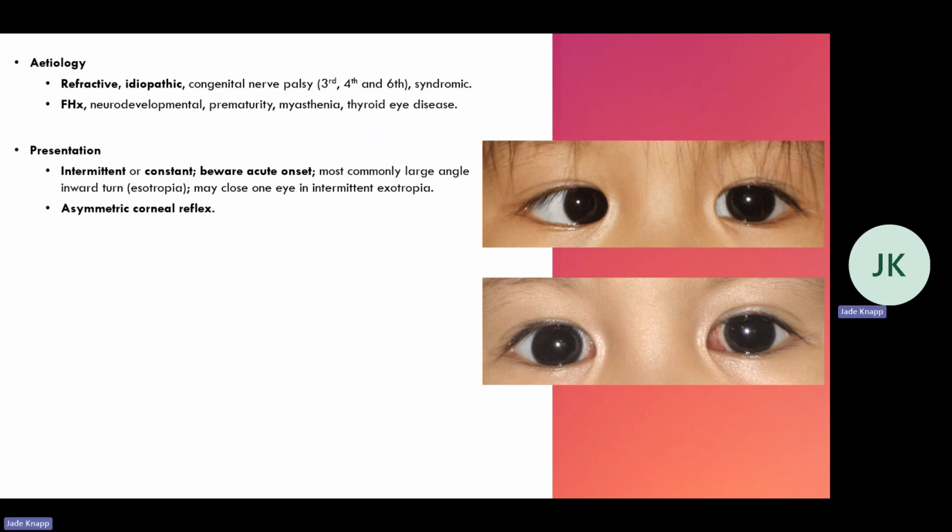The constant congenital esotropia tends to present earlier. So a kid doesn't know to cover one eye. They don't have that motor control to shut one eye. Whereas intermittent exotropia tends to be in slightly older kids, and so they'll often cover the eye that's exotropic or close the eye. And it's done unconsciously. The kid doesn't know they're doing it. And look for the corneal reflex.